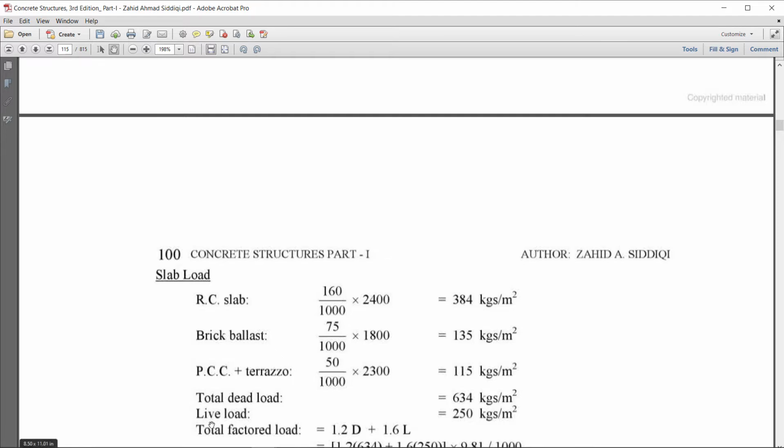Now the live load, that we consider for the design of an office building. So we can use 250, 300.